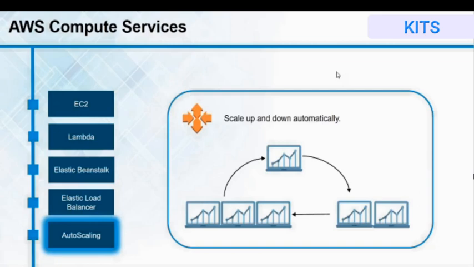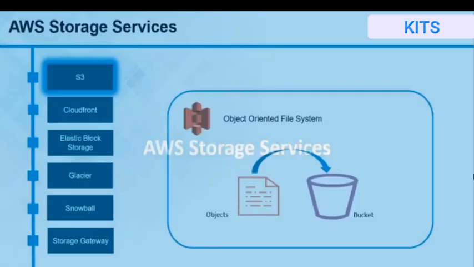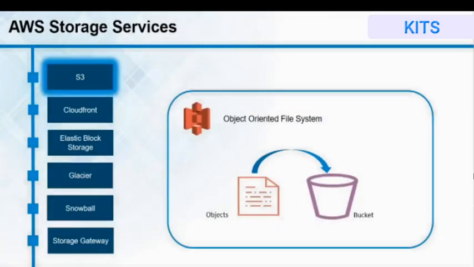Alright guys, let's move on to our second domain, which is AWS storage domain. Alright, so let's discuss the services in the storage domain. So first up, we have S3, which is simple storage service. So S3 is a file system. It's an object-oriented file system, which basically means that all your files that you upload on S3 are treated as objects, right? And these objects have to be stored in a bucket.